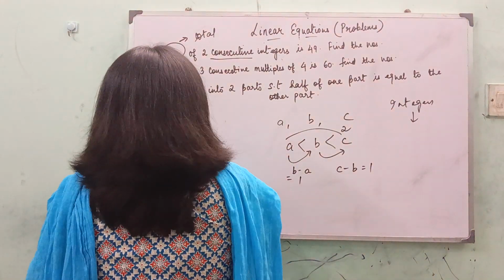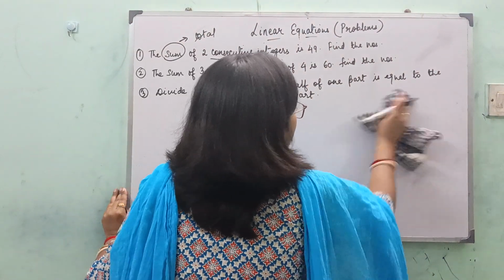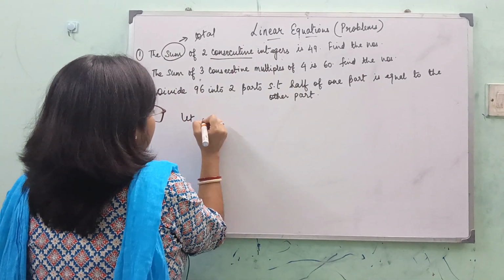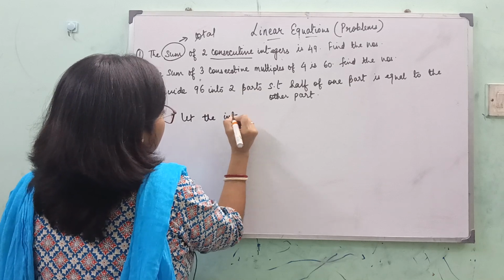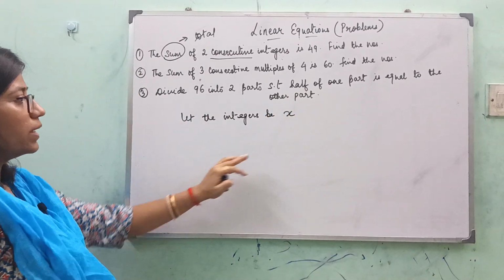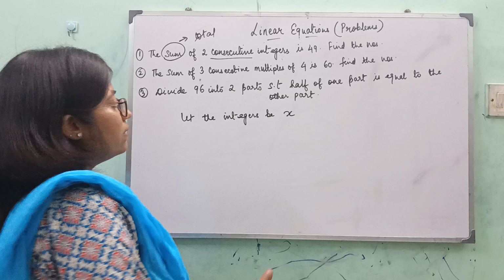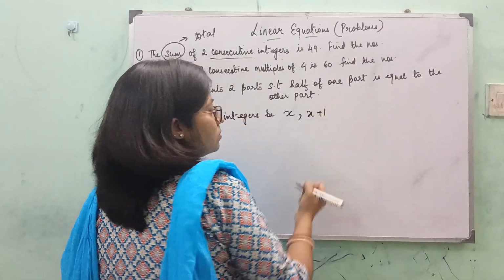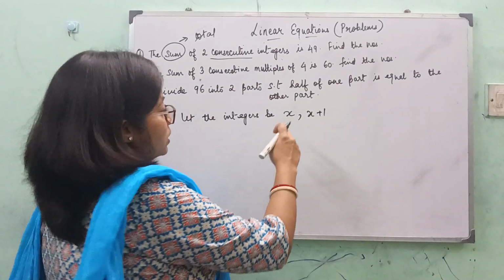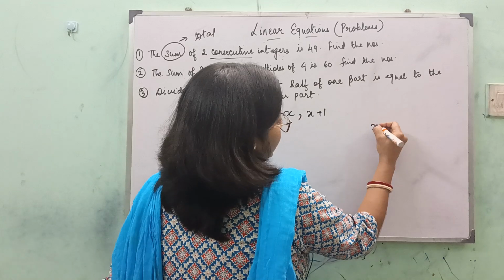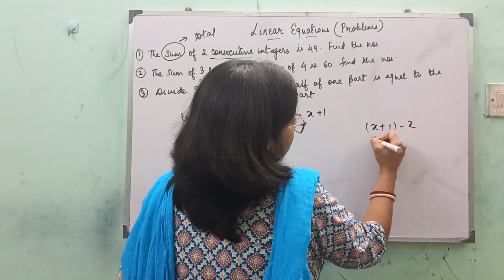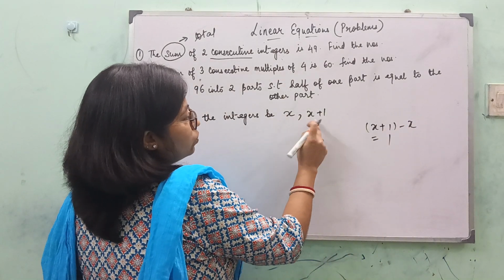Using this concept, we are going to start solving the sum. We do not know what the integers are, so let the integers be, say, the first one or the smallest one I am taking as x. The next one will be x plus 1, because we know that consecutive integers differ by 1. I have taken the one that is greater than x. So x plus 1 minus x is 1. The difference of these two is 1.